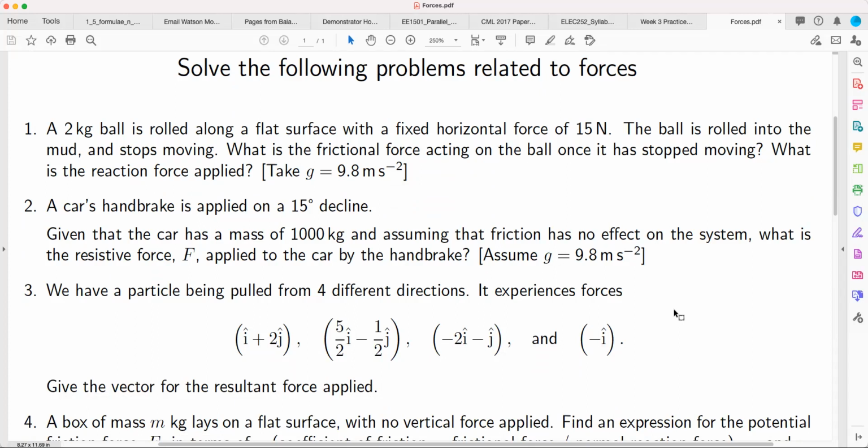Yes, next question, please. A car's handbrake is applied on a 15-degree decline. Can you picturize it? If you have a paper and a pen, you can use it also, because now the angle is involved. We need to extend our thought process and capability by picturizing virtually, but drawing a diagram will also help. Is it okay?